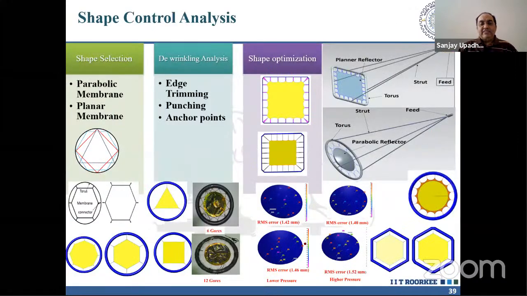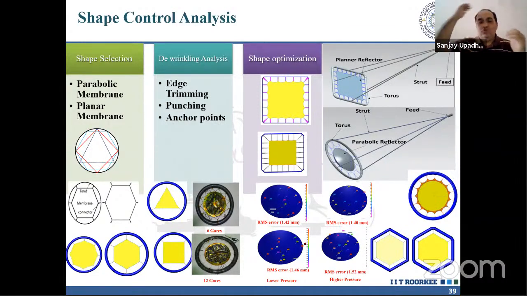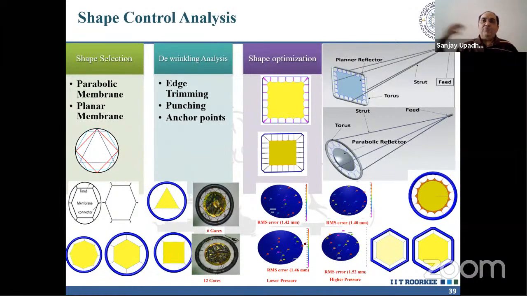So wrinkle analysis we have studied. Then after that, shape control analysis. The shape control is also much more important because, again, I will give you an example. Umbrella: if you open it and it is not properly open, the cloth will not open properly in a parabolic shape. Then what happens? You cannot protect. Same thing in inflatable structures: if it does not open properly, then your mission will fail. Your objective will fail. So shape control is also a much more important part.